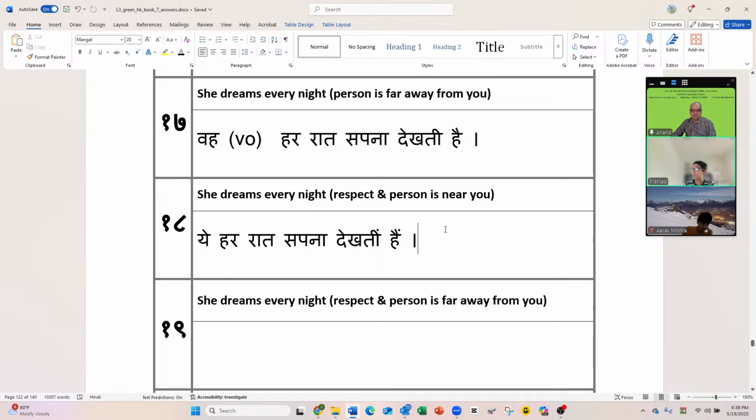ये हर रात सपना देखती हैं. Very good. Okay. Arav, you finished writing?